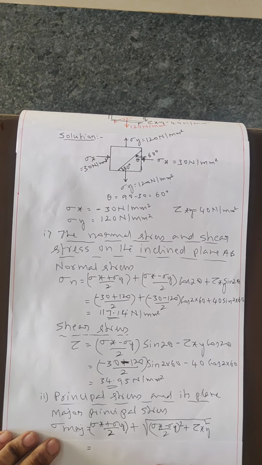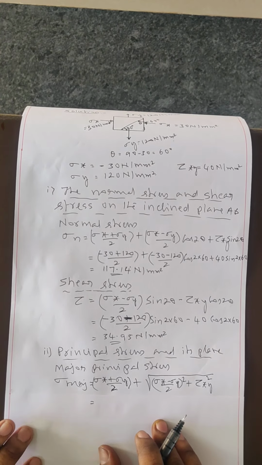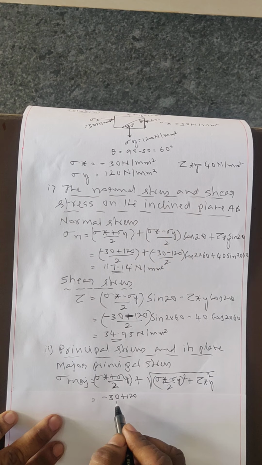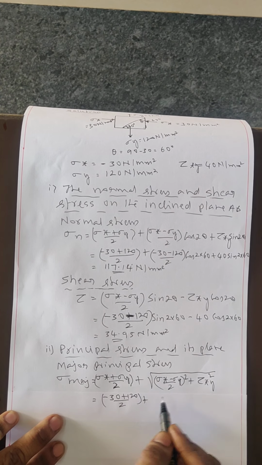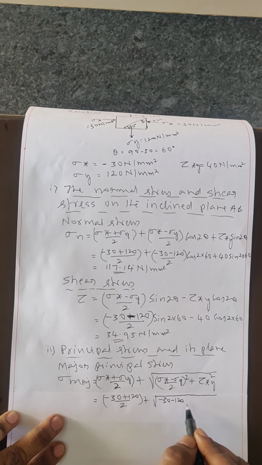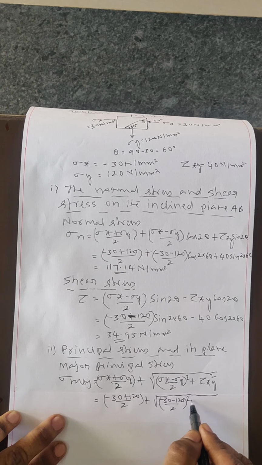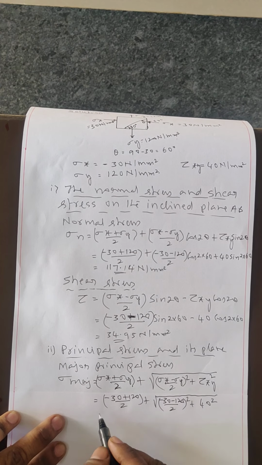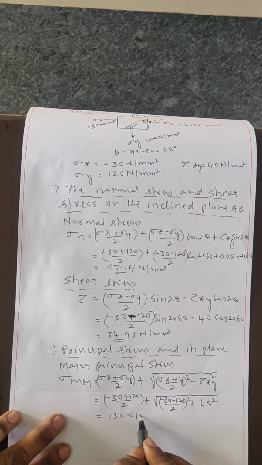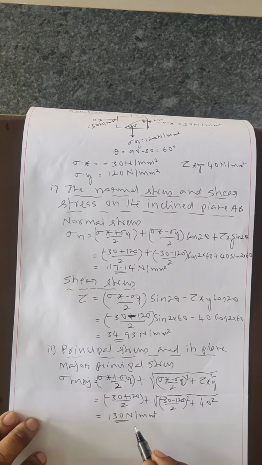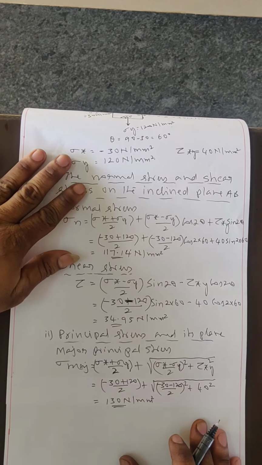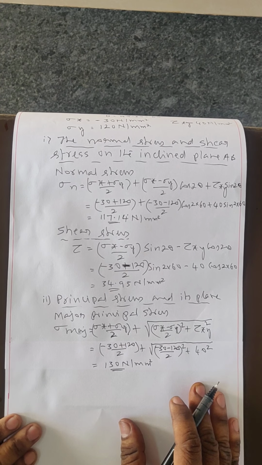If I directly substitute, I can get the principal stress values. It is minus 30 plus 120 by 2 plus under root minus 30 minus 120 by 2 whole square plus 40 square. Directly we can get the major principal stress as 130 Newton per millimeter square. Now we have to calculate the minor principal stress.